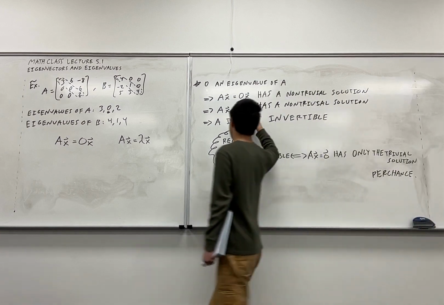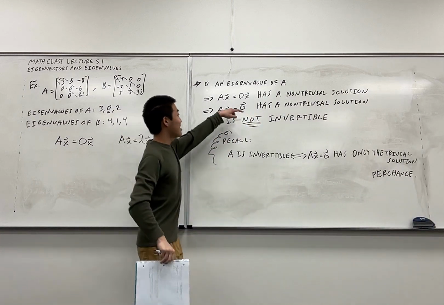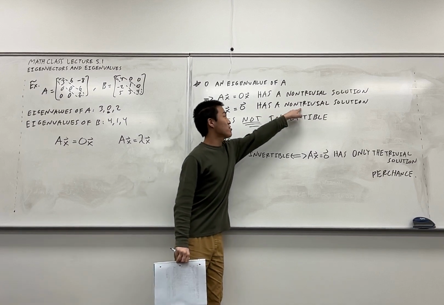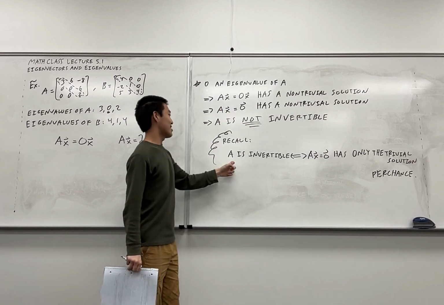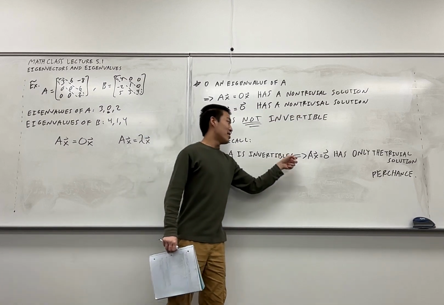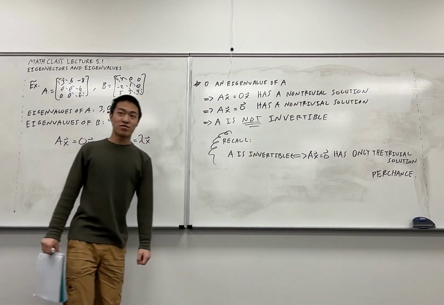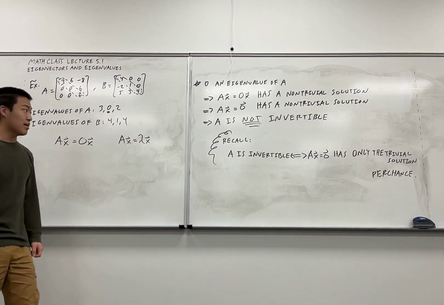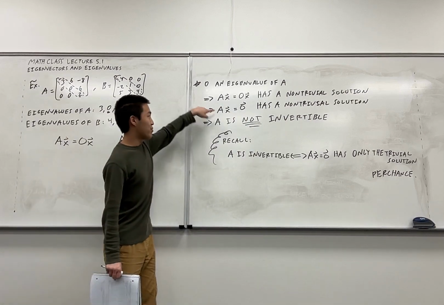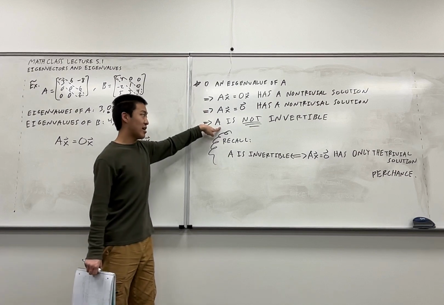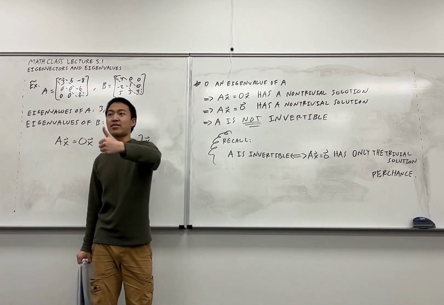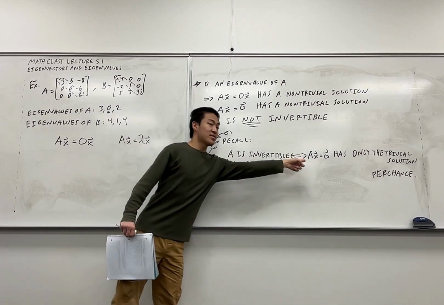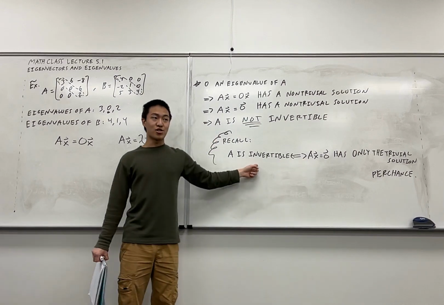So do you see how the statement "has a non-trivial solution" is the logical opposite of "Ax equals 0 has only the trivial solution"? Okay? So going from this statement to concluding that A is not invertible should make sense then, right? Because if it's the opposite logically of this, it has to be the opposite logically of this.